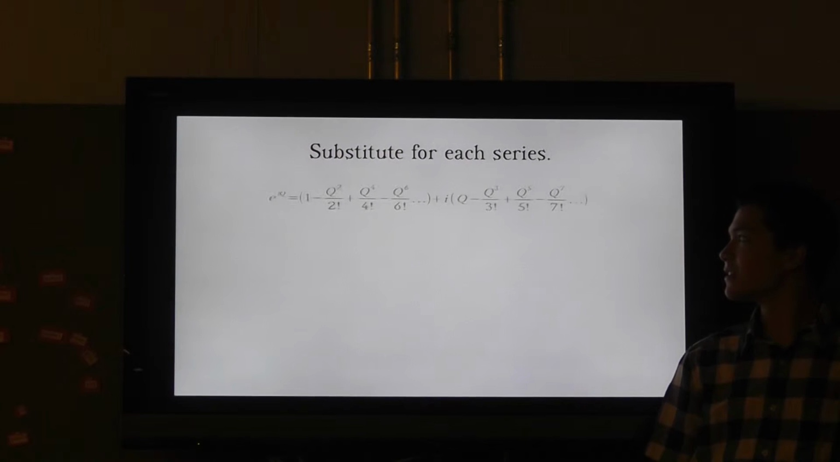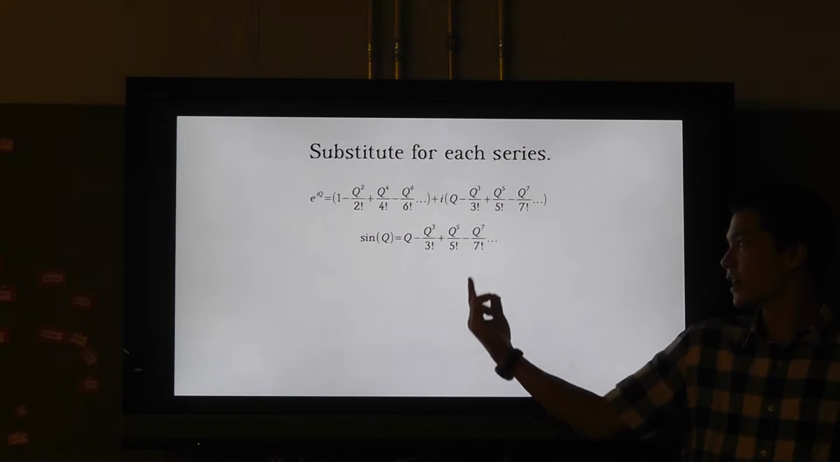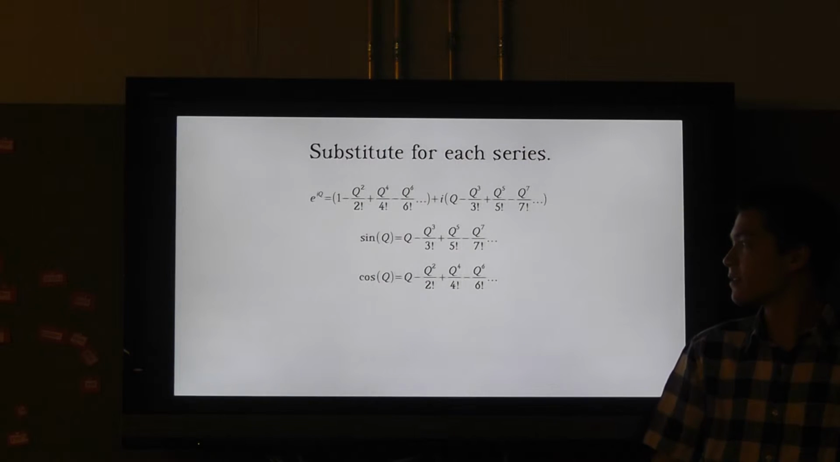Oh, yeah. So we have that, and then remember, this is your sine function. That should be 1 again.